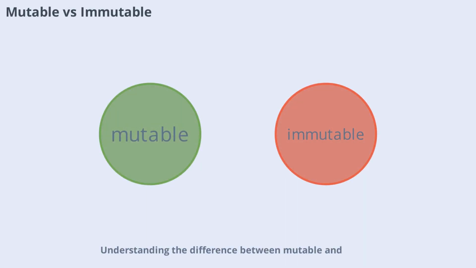Understanding the difference between mutable and immutable data structures is key in Python. Lists, sets, and dictionaries are mutable, meaning you can change their contents after creation. Tuples, on the other hand, are immutable and cannot be altered. This distinction affects how you use these structures, especially when passing them to functions or using them as dictionary keys.